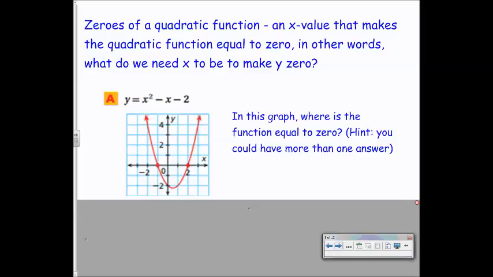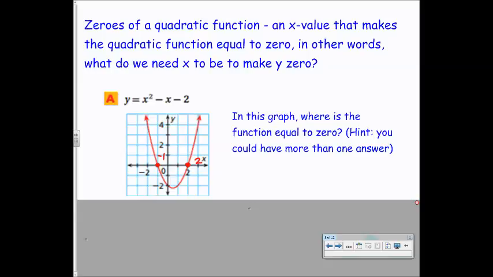Braylon? Is it where it meets the... Yeah, where it meets what axis? The x-axis. It's where it crosses the x-axis, so where that is 0 is right here, because that's where y would equal 0. So what are the 2 zeros of this function? -1 and 2. Those are our 2 zeros. Because if I plug in those numbers, what would that give me?